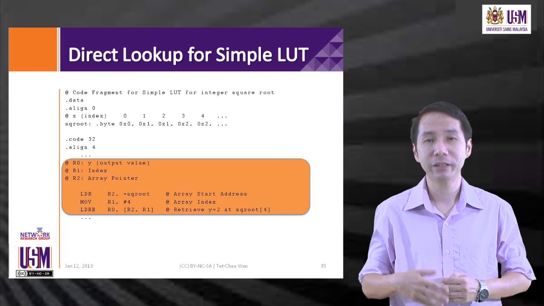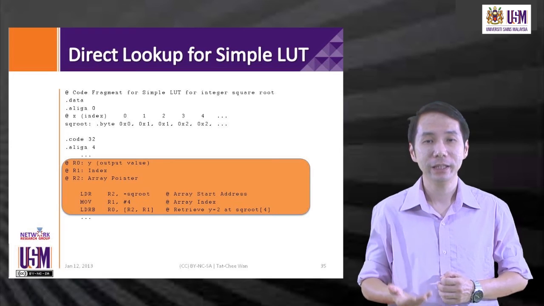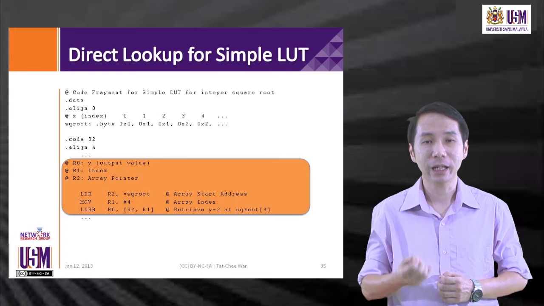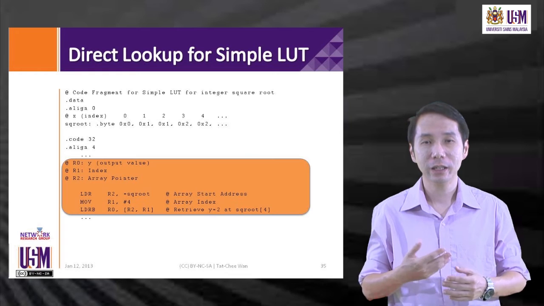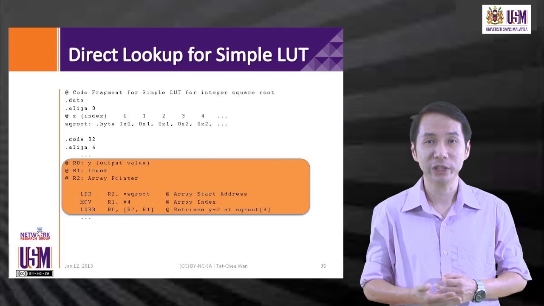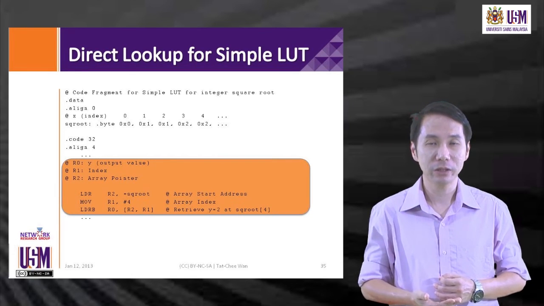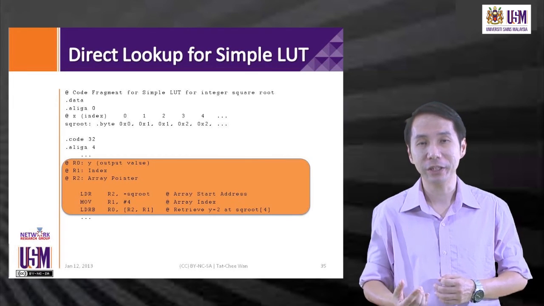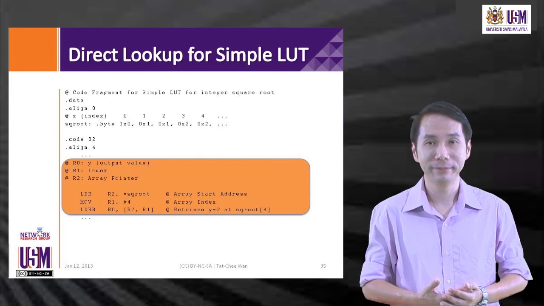Next, we will perform a direct lookup of the table in order to retrieve the output value. In this case, we will put the output value in R0, and using R1 as an index, which is the x value, we will perform the address calculation with R2 having the array start address pointer. So adding the index to the array start pointer will let us retrieve the byte-sized value from the memory back into the R0 as a return value for this algorithm.